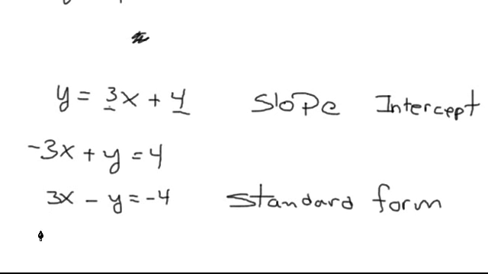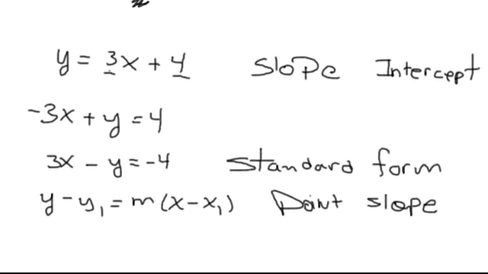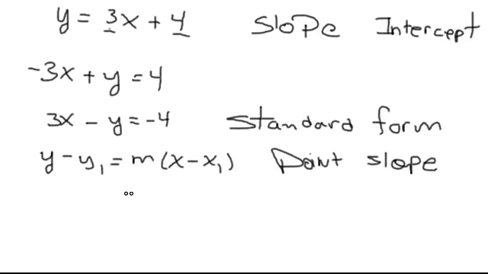There was the y minus y1 is equal to m times x minus x1. This was the point-slope form. You're keeping up with all these forms there. This is the point because you can plug a point in and then here's the slope. This is the point-slope form.